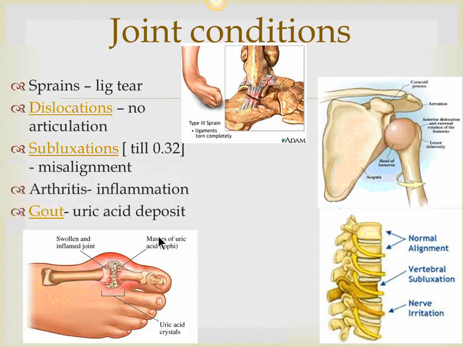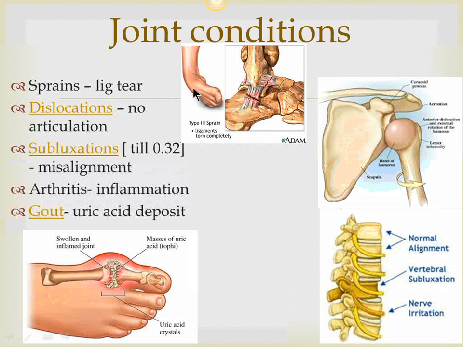Now here let's look at some joint conditions. The first one, which many of you have heard, some of you may have suffered from it, is where a ligament gets torn. And most of the time ligaments get torn wherever they are weak and at joints where a lot of movement occurs. The ankle is one such joint which is prone to tearing of ligaments. And it's on the lateral side, so the ligament is completely torn in this case. Sometimes the ligament may be stretched or just partially torn. In any case, we call it a sprain.